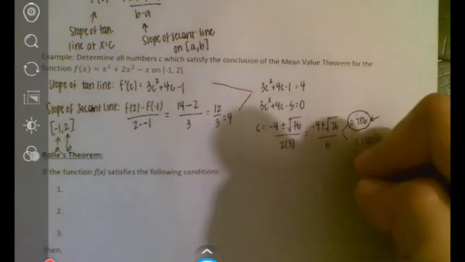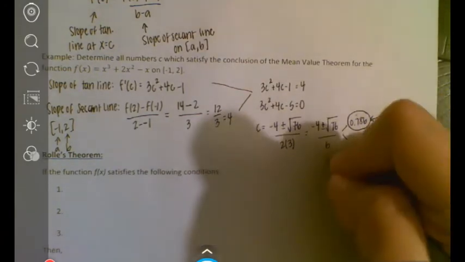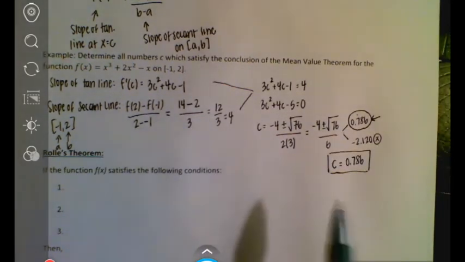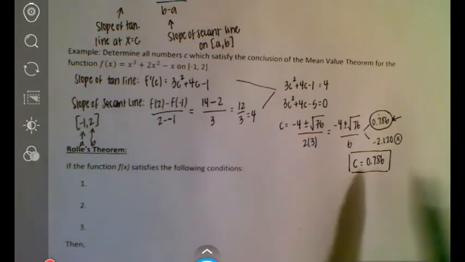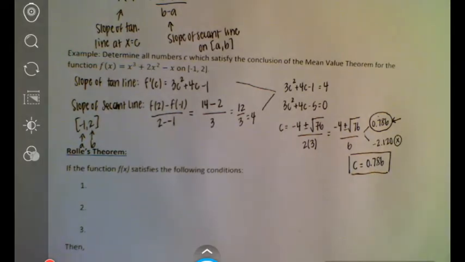So that's going to tell me that c must be 0.786 if I'm using correct AP rounding rules here. And this would be a calculator question. They wouldn't make you obviously do this by hand. So that tells me that the c value 0.786 is the value that does satisfy the conclusion of the mean value theorem for this function.